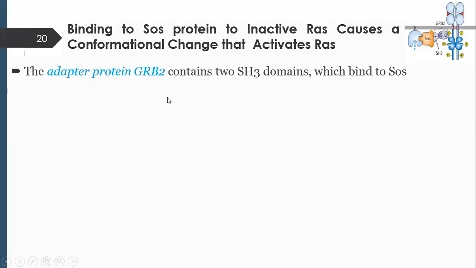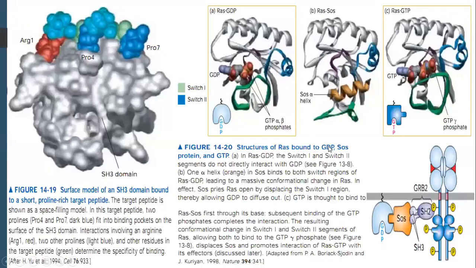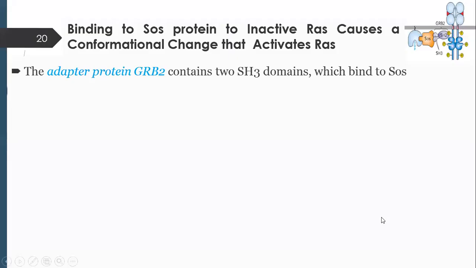Okay, and next is the adapter. This adapter protein, GRB2, contains 2 SH2 domains, and they will be binding with Sos protein, and SH3 domains in GRB2 selectively bind proline rich sequences. Earlier we saw these proline rich residues here, where the Sos is binding with the SH3 domain, but this Sos will be having more proline.